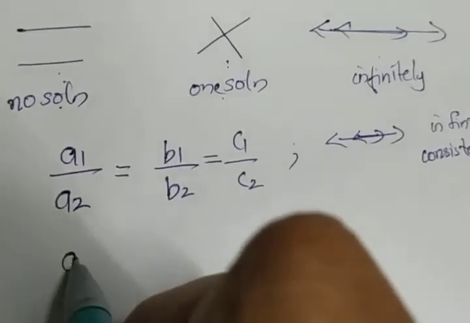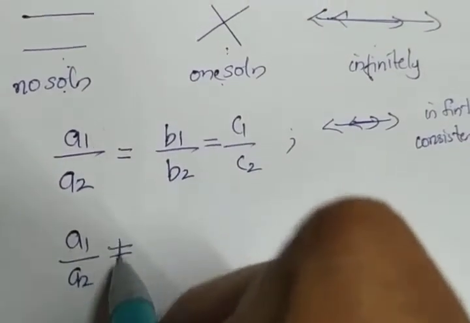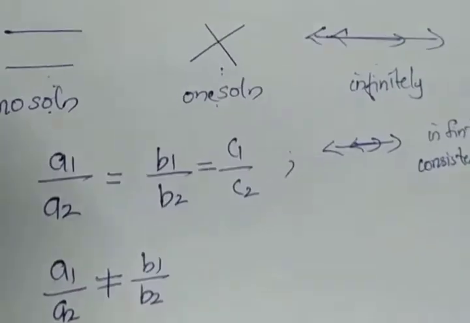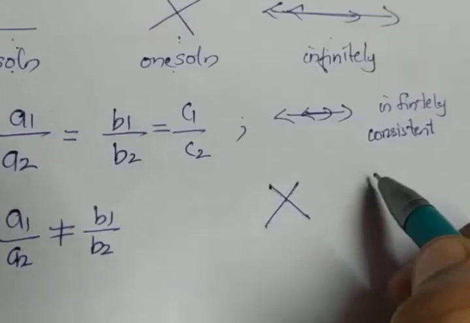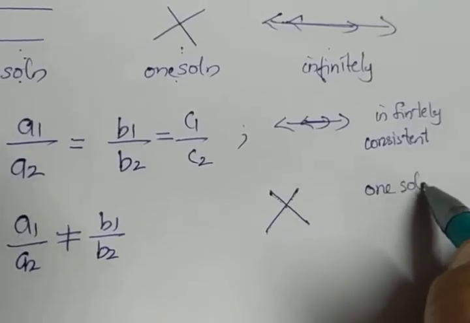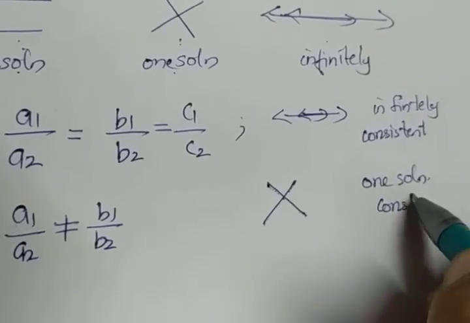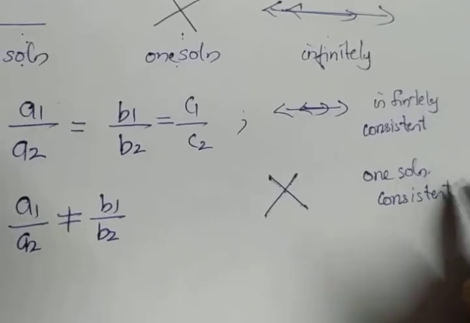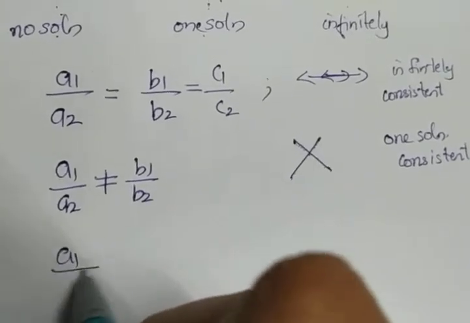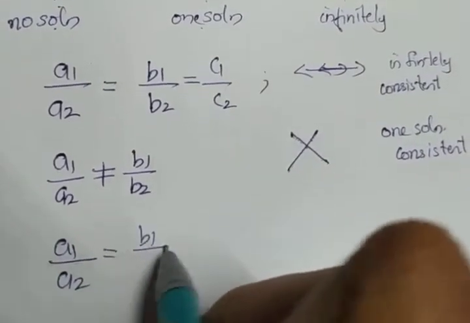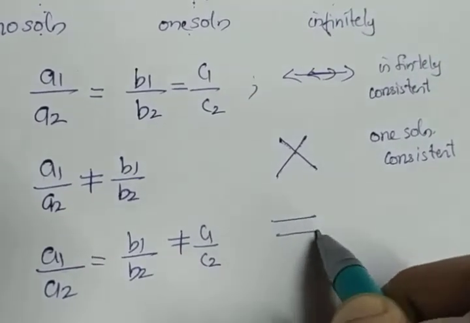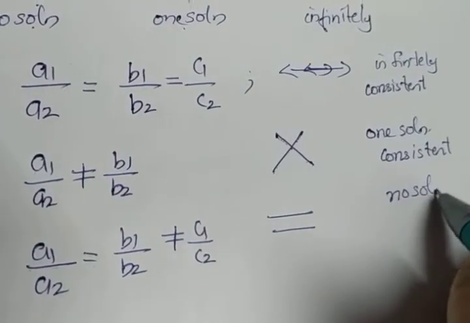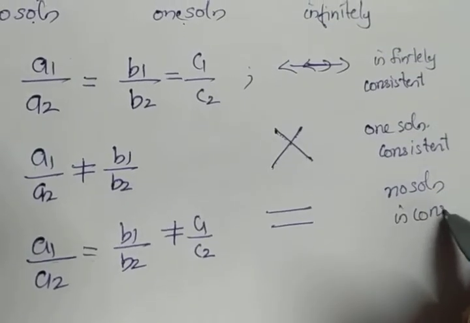The second case arises when a1 by a2 not equal to b1 by b2. When a1 by a2 not equal to b1 by b2, we are getting intersecting lines. There is one solution, and since it has a solution, the pair of equations is consistent. And a third case arises in which a1 by a2 equal to b1 by b2 but is not equal to c1 by c2. Then the lines will be parallel, there will be no solution, and the system will be inconsistent.